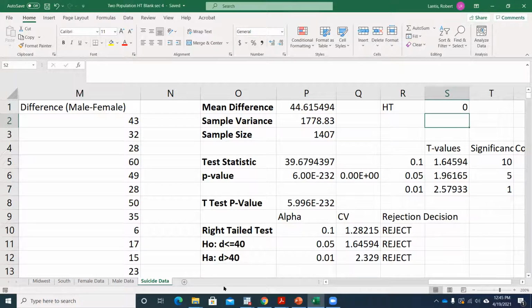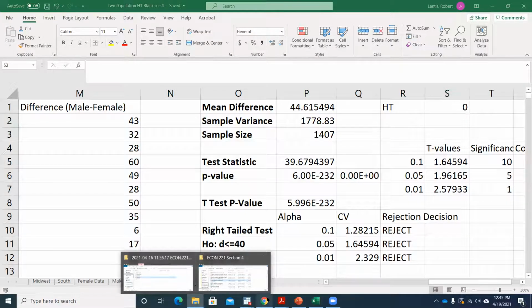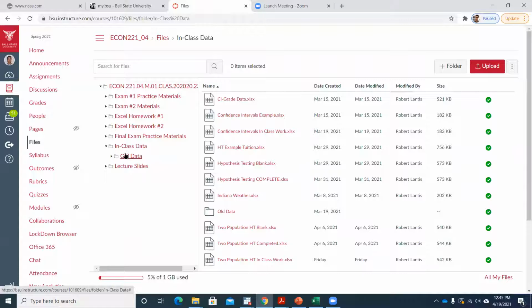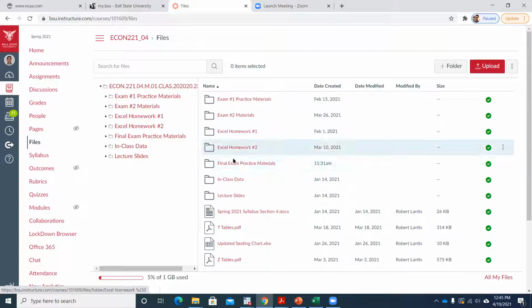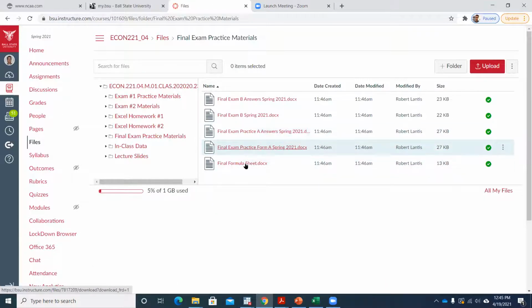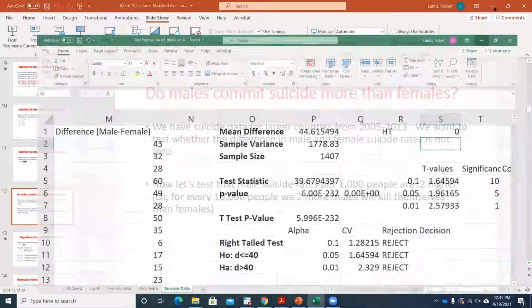I've also put up a final exam, and you can look at it, but some of the linear regression things we haven't covered. If we go to files, there's already a folder up there, final exam practice materials. It'll have a formula sheet and the practice exam. So it's only going to be on things since the last exam. So we haven't had a lot of time.